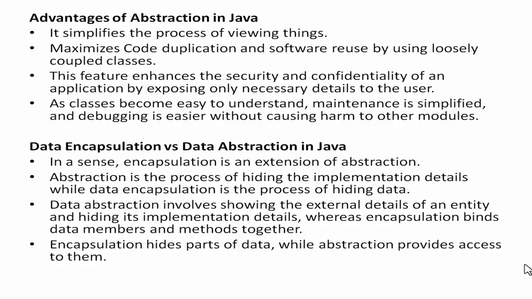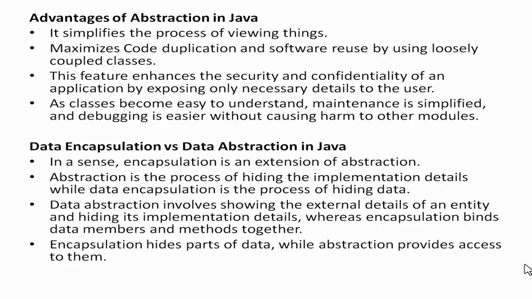Advantages of abstraction in Java. It simplifies the process of viewing things, minimizes code duplication and maximizes software reuse by using loosely coupled classes. This feature enhances the security and confidentiality of an application by exposing only necessary details to the user. As classes become easy to understand, maintenance is simplified and debugging is easier without causing harm to other modules.